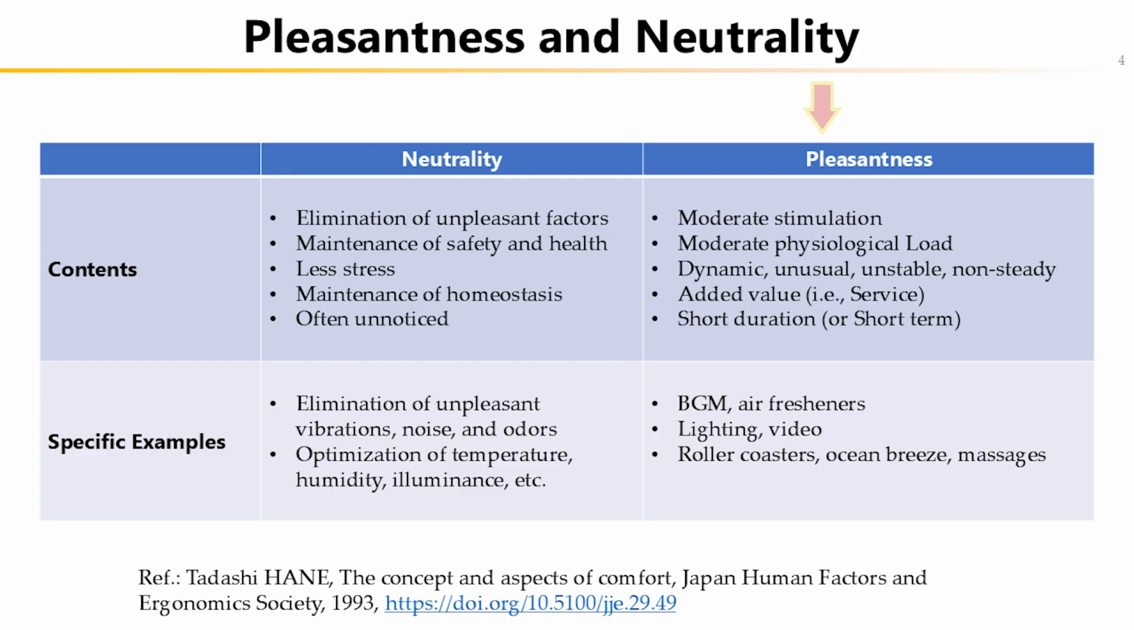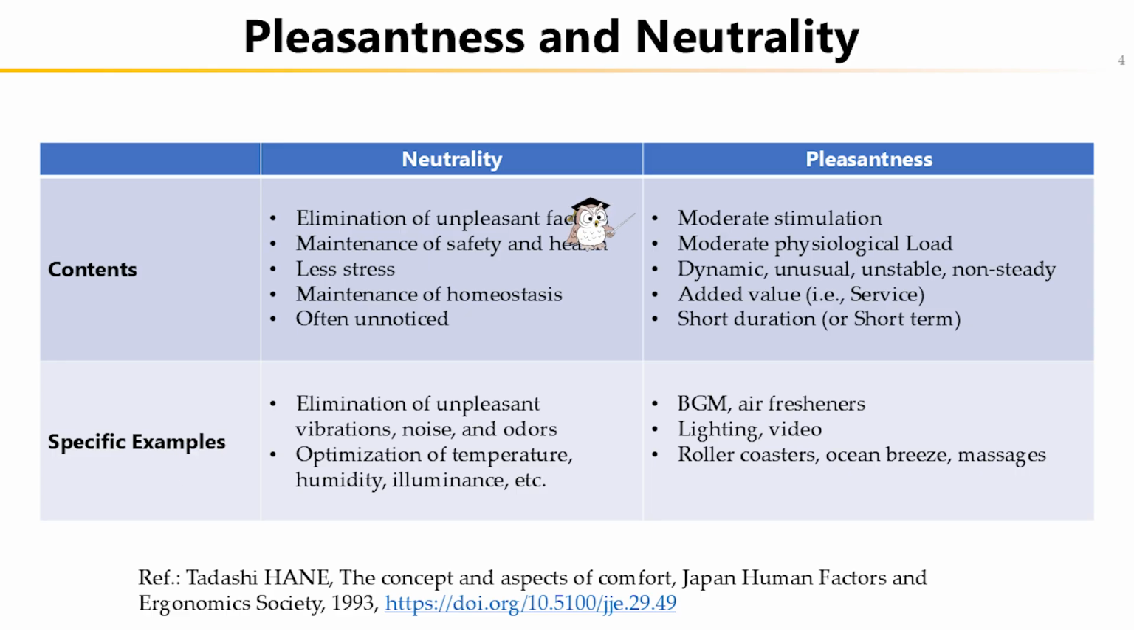This page explains the classification of pleasantness and neutrality. This table shows the contents and specific examples for both, respectively. The contents of neutrality are explained as follows. Elimination of unpleasant factors. Maintenance of safety and health. Less stress. Maintenance of homeostasis. Often unnoticed. Its specific examples are elimination of unpleasant vibrations, noise, and odors. Optimization of temperature, humidity, illuminance, etc.